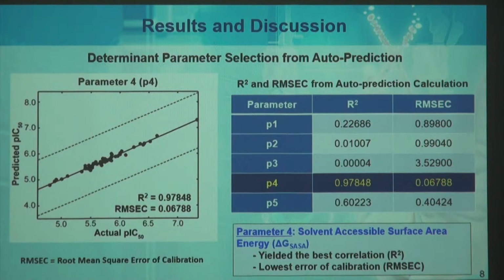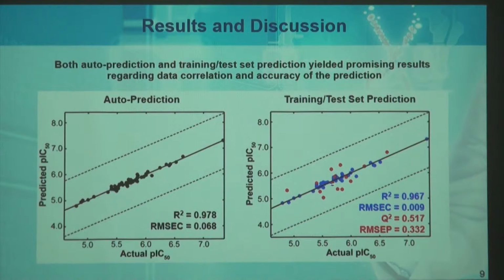For model construction, it also shows very promising correlation. In the right graph, the blue dots represent the training set and the red dots represent the test set. Model construction from the training set shows a strong correlation and high accuracy of prediction of calibration, and model testing by the test set shows a good correlation and acceptable accuracy of prediction. So it could be said that solvent accessible surface area energy is a good predictor for the model construction.